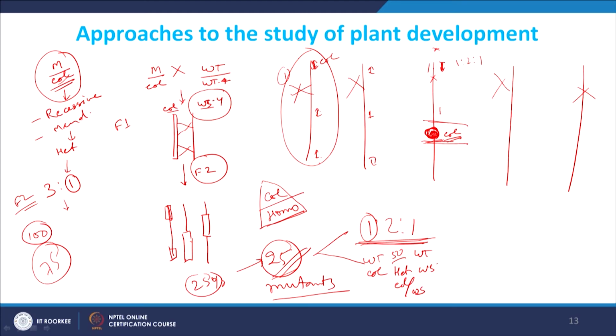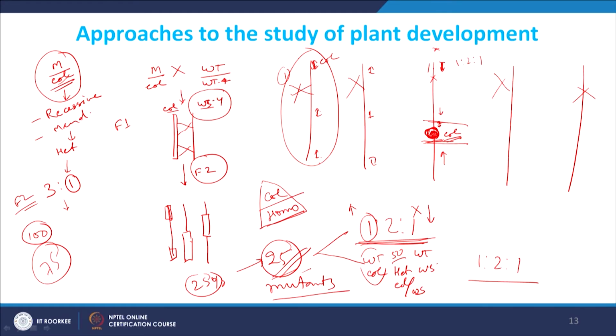But once you come closer to the site of mutation, from either direction, you expect the wild type WS to start decreasing, while heterozygous or homozygous Columbia starts increasing. Then there will be a deviation; you cannot expect 1:2:1. And if you come closer, let us assume this marker is very close or very near to the site of mutation.